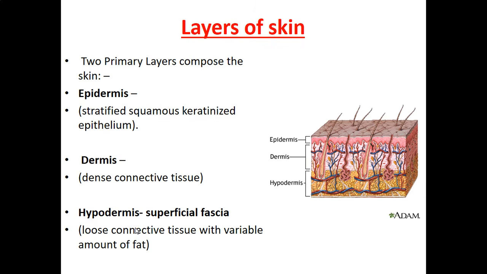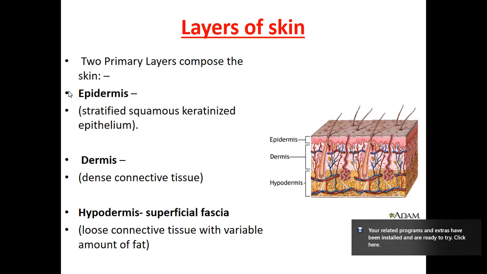Now the layers of the skin. There are two main layers: number one, epidermis; number two, the dermis. The epidermis contains stratified squamous keratinized epithelium, and the dermis contains dense connective tissue. Below that is the hypodermis, the superficial fascia, which comprises loose connective tissue with a variable amount of fat, which is more in females and less in males.